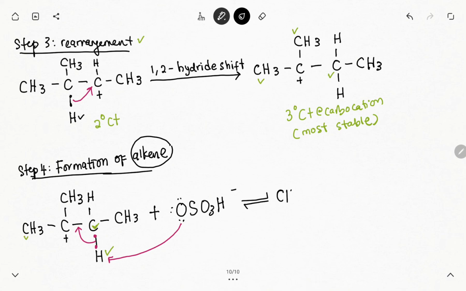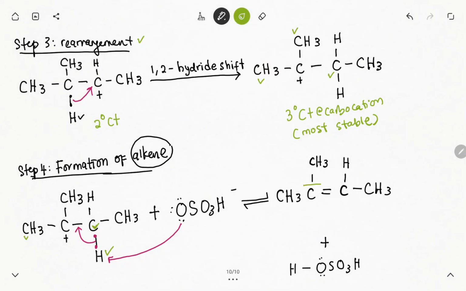So we can write the final answer. The new functional group formed is a carbon-carbon double bond, plus H bonded to the O of SO3H again, meaning sulfuric acid is formed again because sulfuric acid is a catalyst. We trace again whether our product is major or not. Your carbon-carbon double bond is attached to 1, 2, 3 alkyl groups, and you can classify this as the major product.